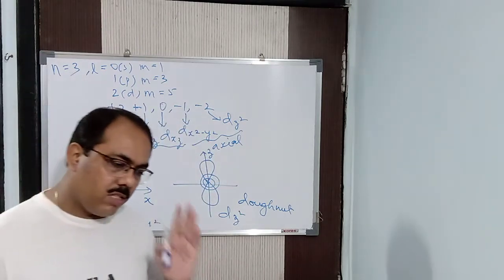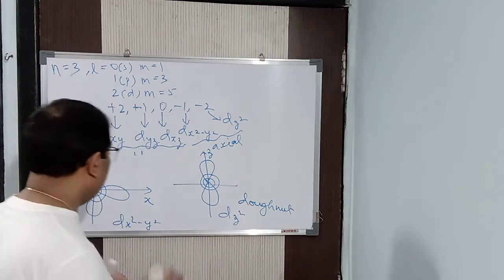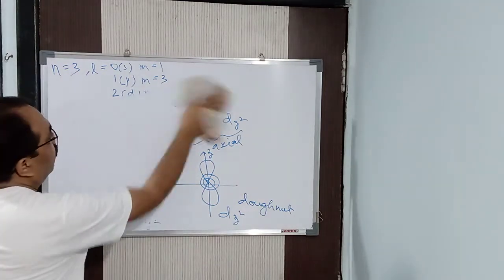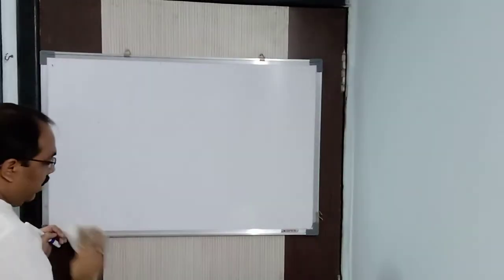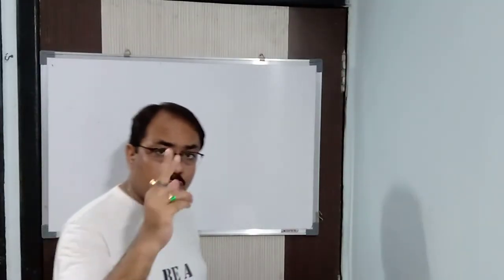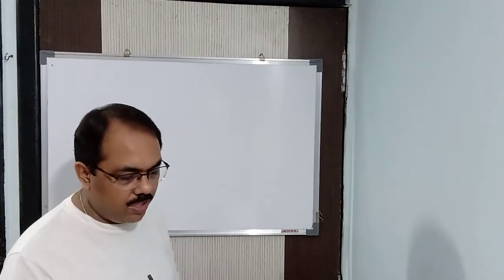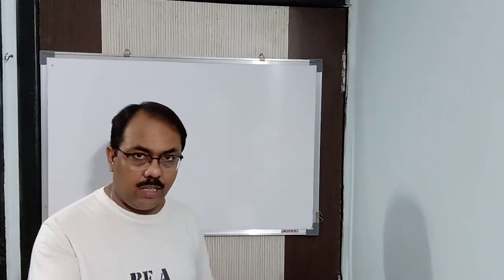Got it? So in this way we came to know about the number of orbitals, the shape of the orbitals, and how to find them out. And always remember that the number of electrons in a particular orbital is always 2. Always 2, maximum. It can be 2, not more than that. It's not possible, I will tell you just now.